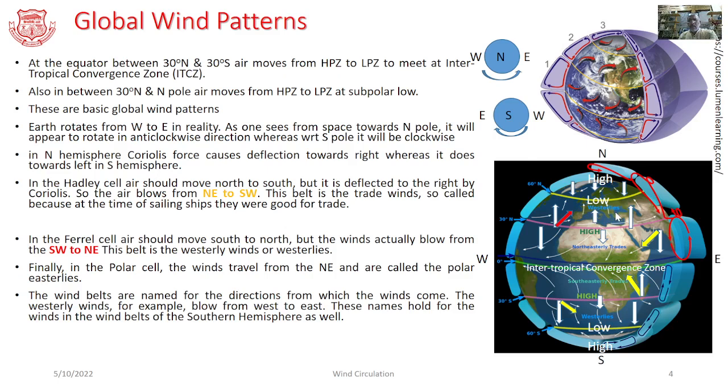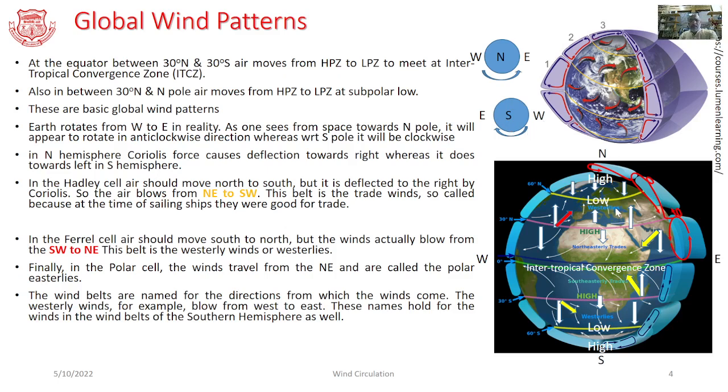These are basic global wind patterns. Further, the earth rotates from west to east in reality. As one sees from space towards the North Pole, the earth will appear to be rotating in an anti-clockwise direction, whereas with respect to the South Pole, this direction of rotation will appear as clockwise.